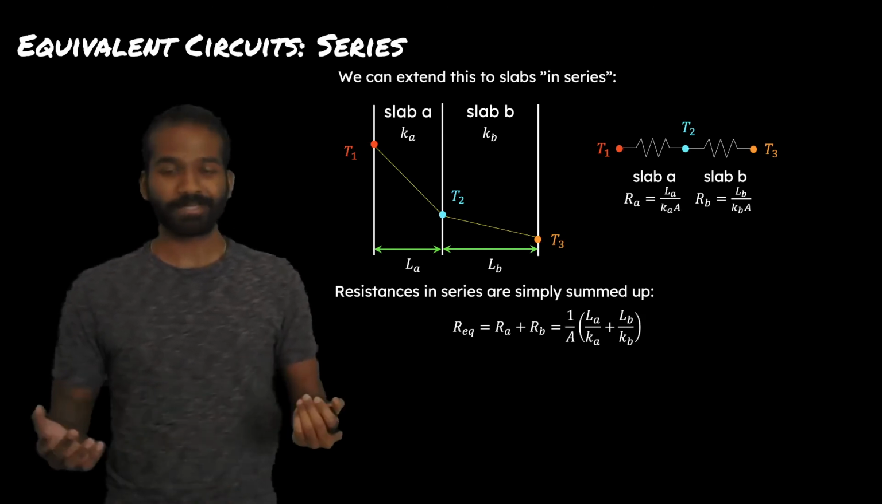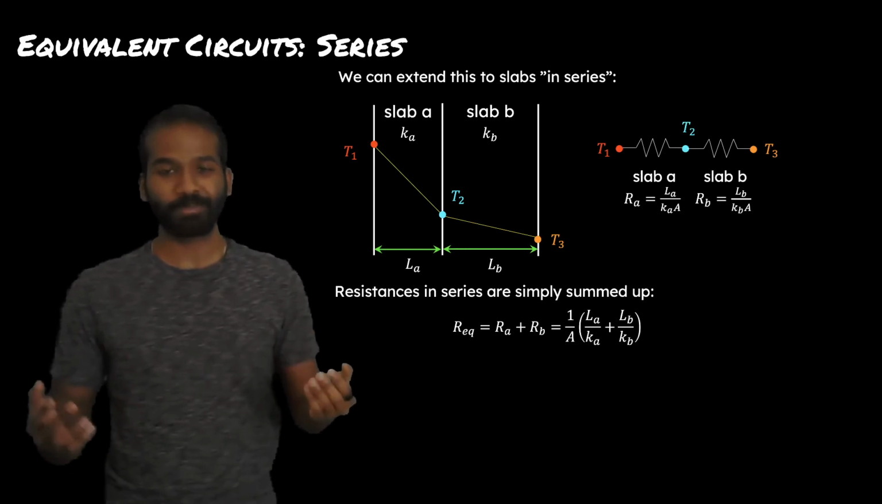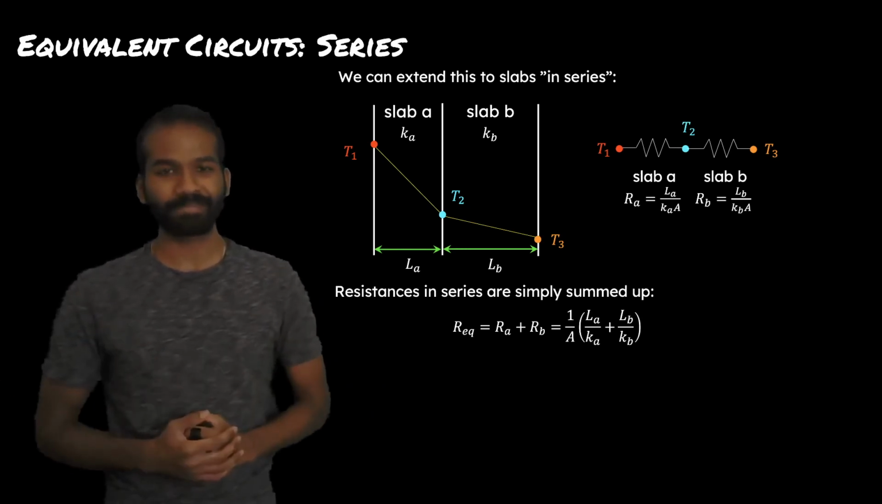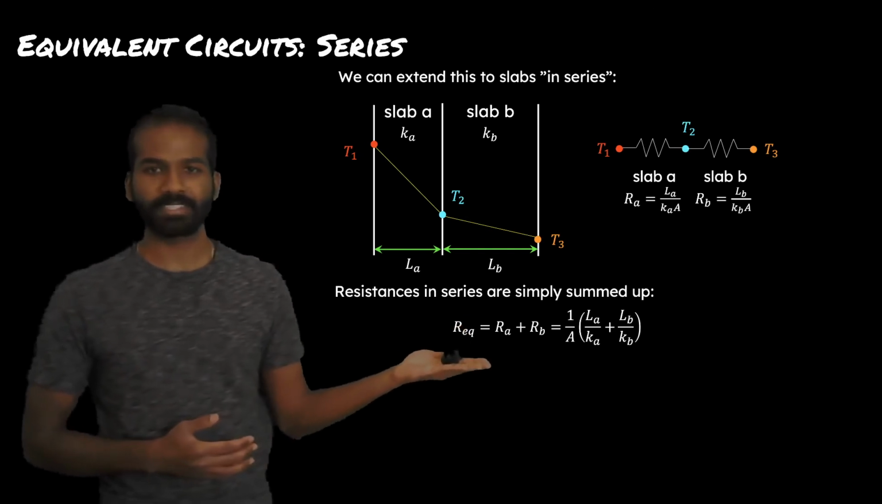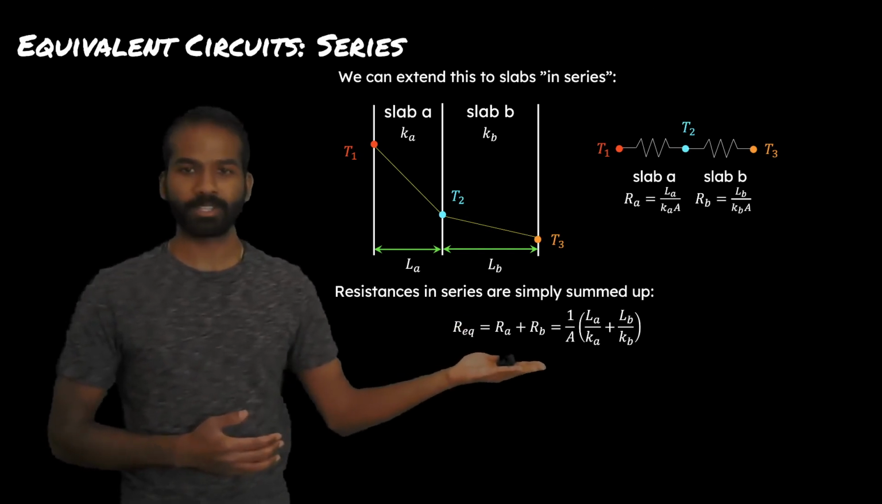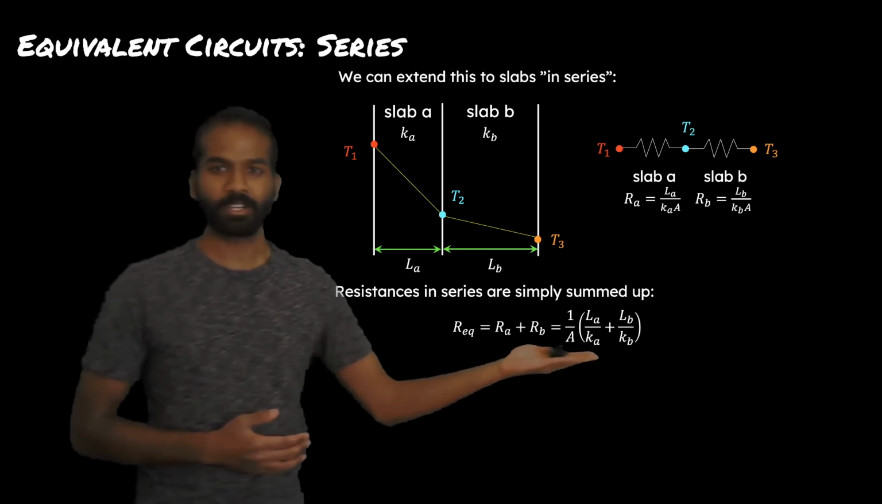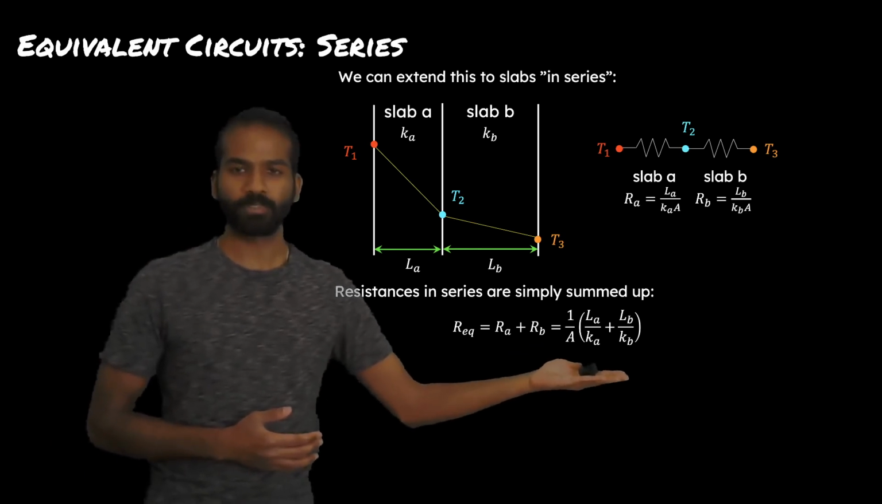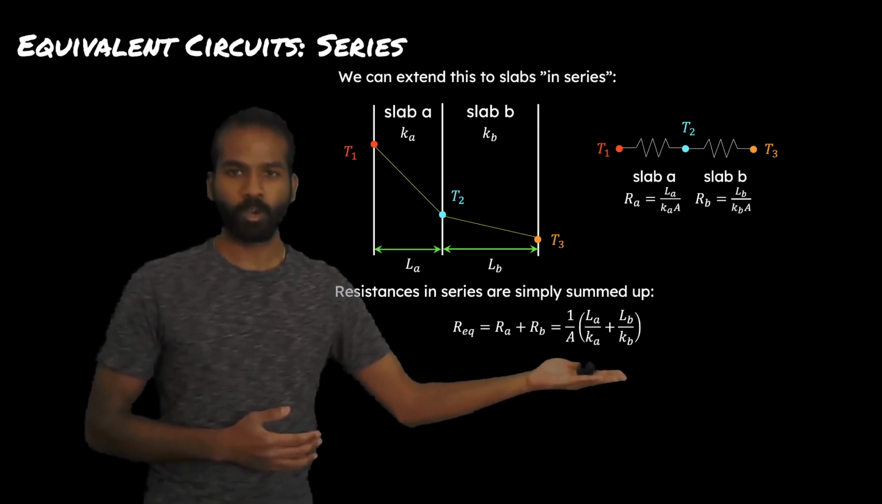For electrical circuits, when we have resistors in series, we would just add those resistances up. And the same thing is true for heat transfer as well, that the equivalent resistance is given by R sub A plus R sub B, and hence we have this expression here once we factor out 1 over A.